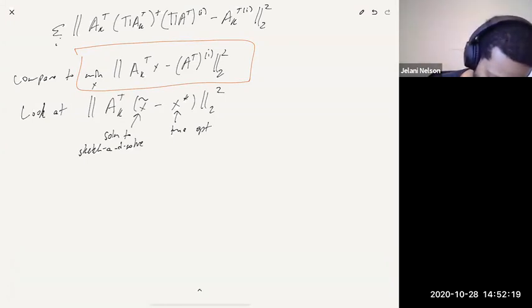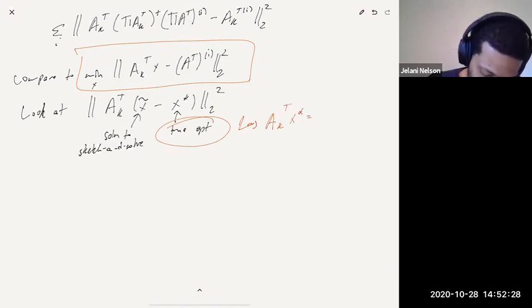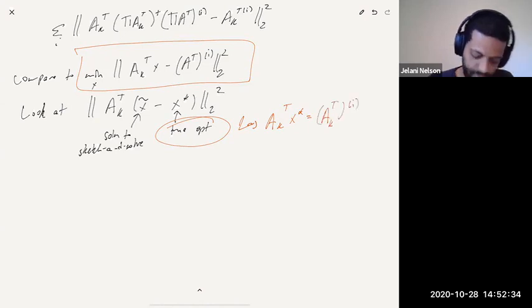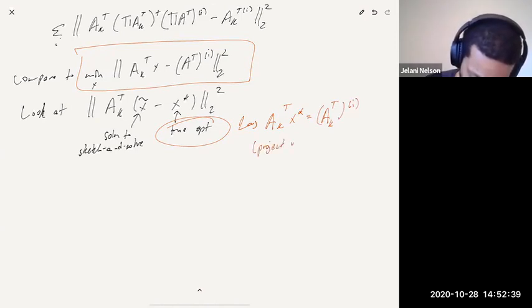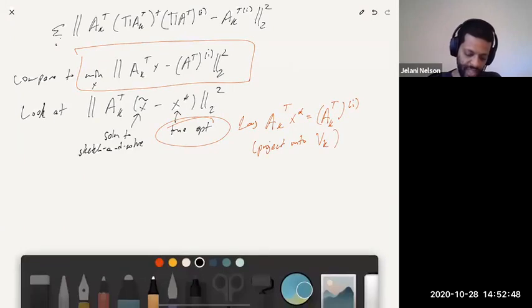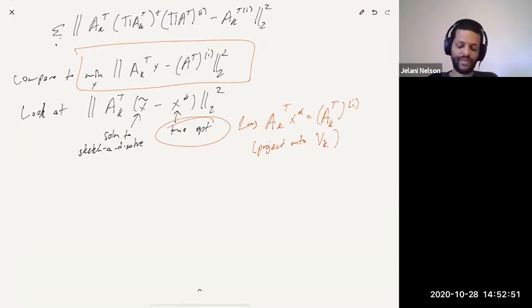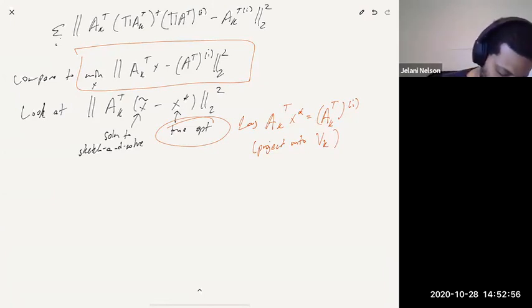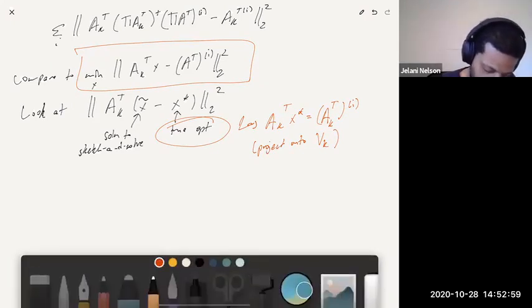So the true optimal solution has A_k transpose x star equal to A_k transpose I. Right, so project onto basically V_k, where V is the row space. The columns of V form a basis for the row space of A. And then we already know what this is. The solution to sketch and solve is exactly what we had above.